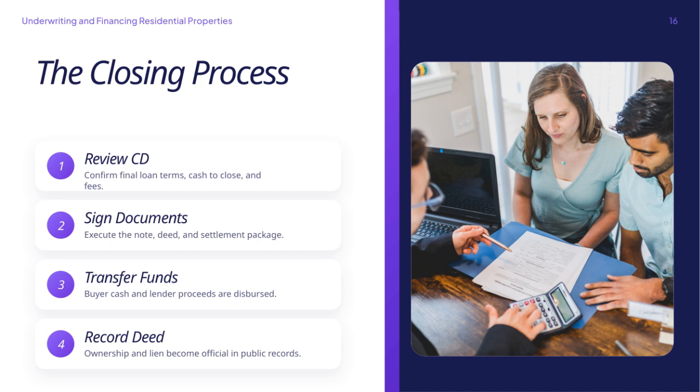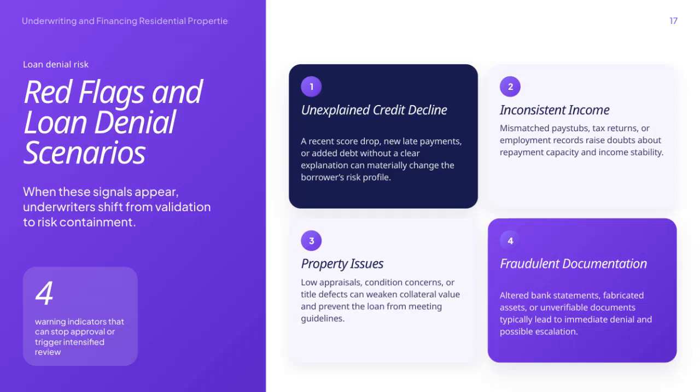When underwriting a loan, certain red flags can significantly increase the risk of denial. These warning indicators prompt underwriters to shift their focus from simply validating information to actively containing potential risks. The first major red flag is an unexplained credit decline. If a borrower's credit score drops suddenly, or if there are new late payments or added debts without a clear reason, it raises serious concerns about their financial stability and repayment ability.